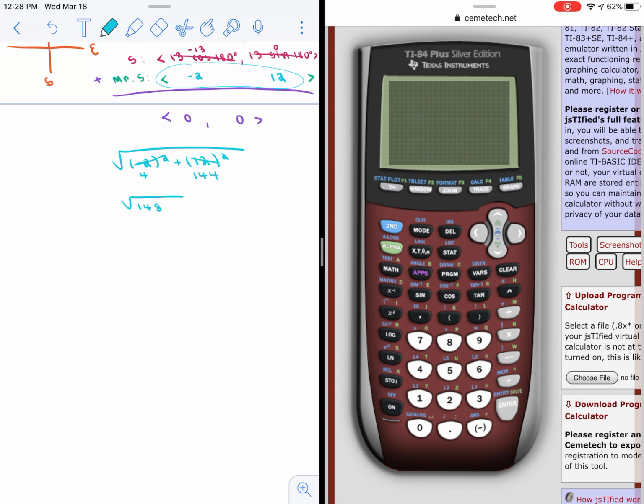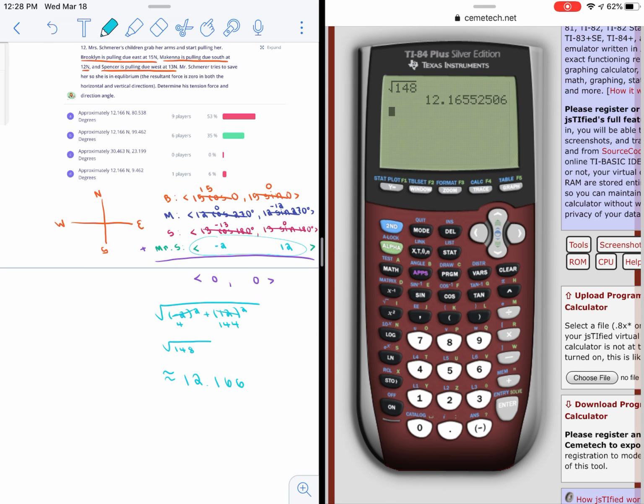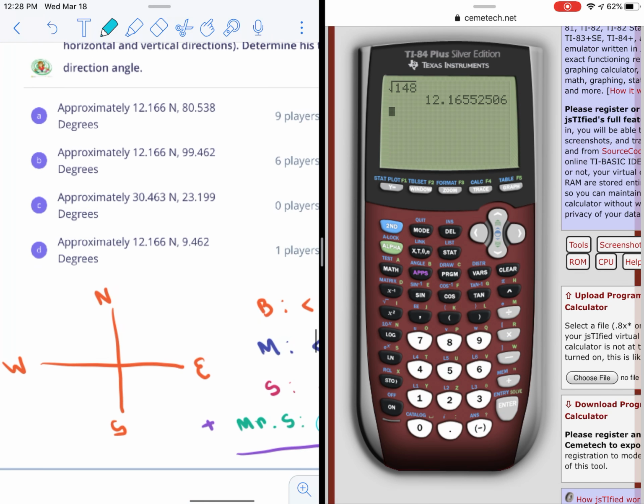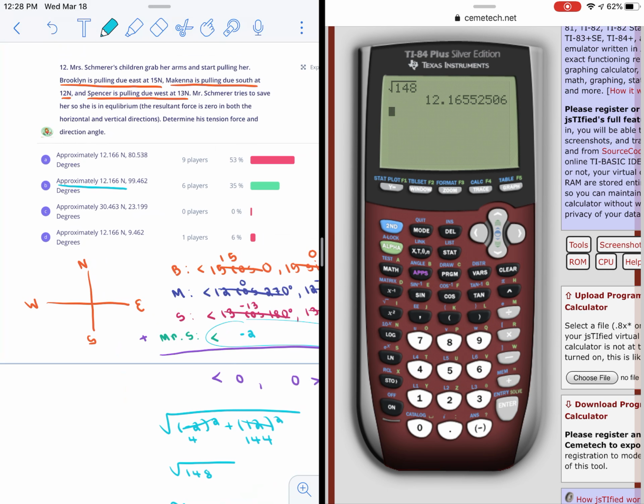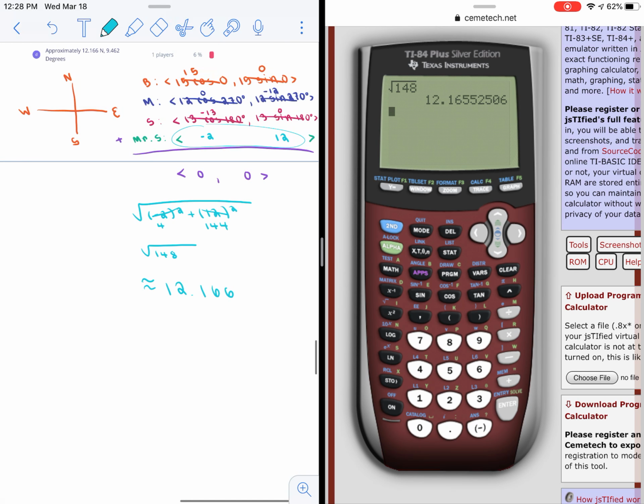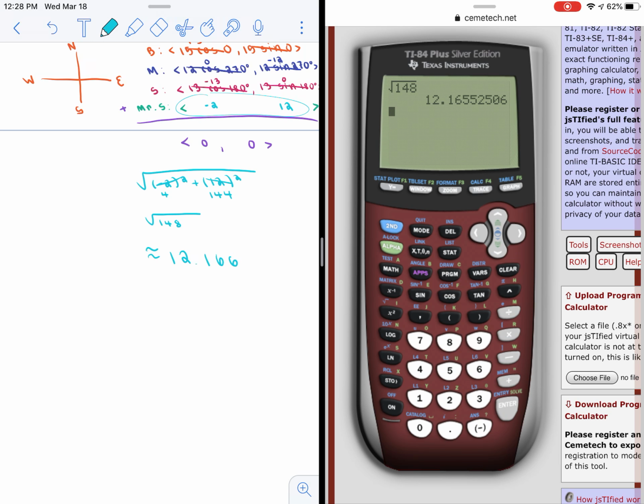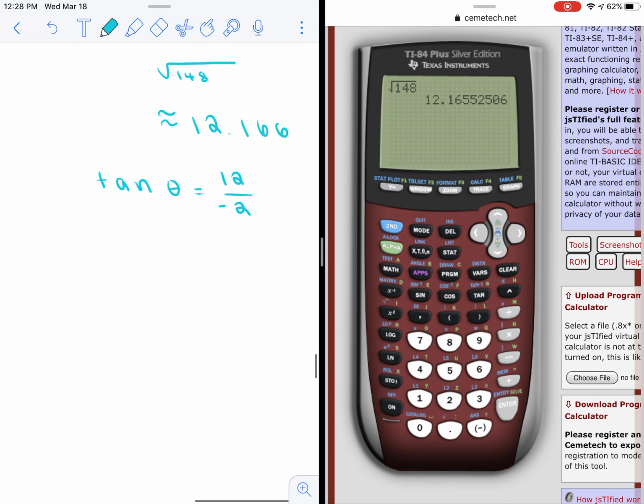Let's see. So we can find that value. So square root of 148, and we're getting approximately 12.166. And that would be the first part of the answer. So that's this part right here. And then we need to find that direction angle. So with the direction angle, if we want to find that, we're going to say that the tangent of theta equals 12 over negative 2. Remember, y over x. So if I want to find theta, I'm going to do the tangent inverse.